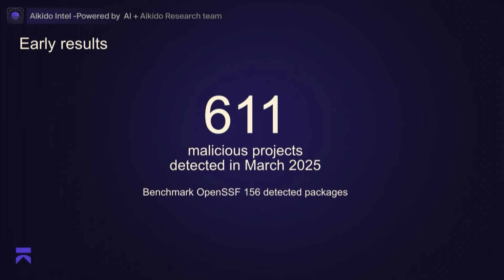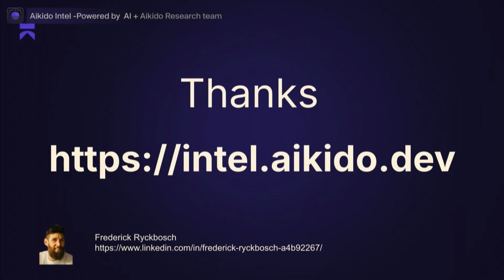So for the early results, we have been running this since the beginning of the year, I believe. We have now found 611 malicious projects in March 2025. These are quite interesting cases. It's a lot of typosquatting, where a library is one letter off from an official library. They include the original software, but they also include their crypto miner. We find a lot of those, and we flag them directly. We benchmarked this against the OpenSSF, and they found 165 of these packages. So we are scanning a broader range, and we are finding more true positives as well. And that's all I had for today.